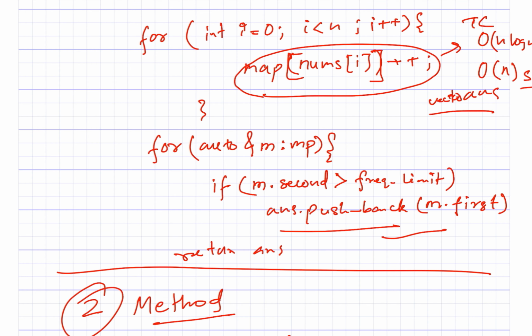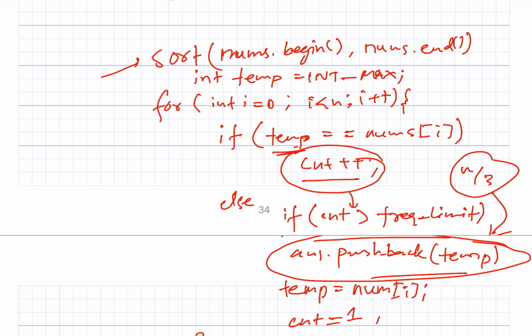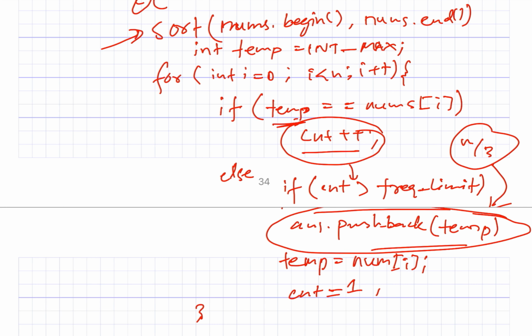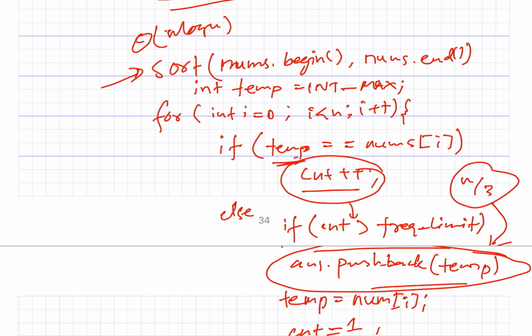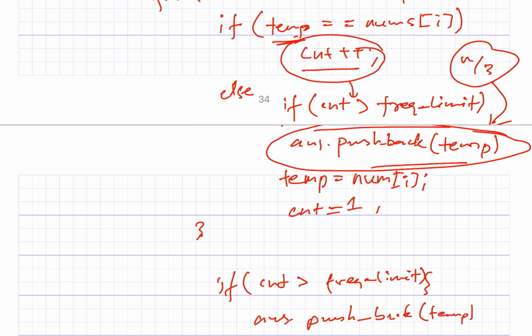So we have seen this was our n log n time complexity. Because of sorting, there will be n log n time complexity, and for space complexity, we have not used any extra space, it is big O of 1.